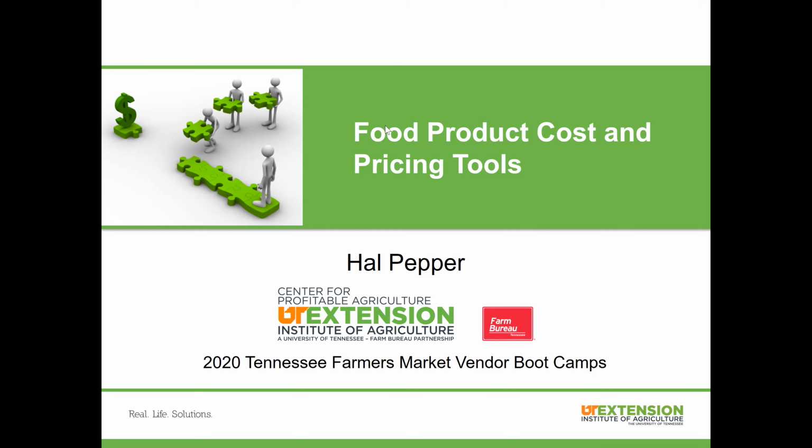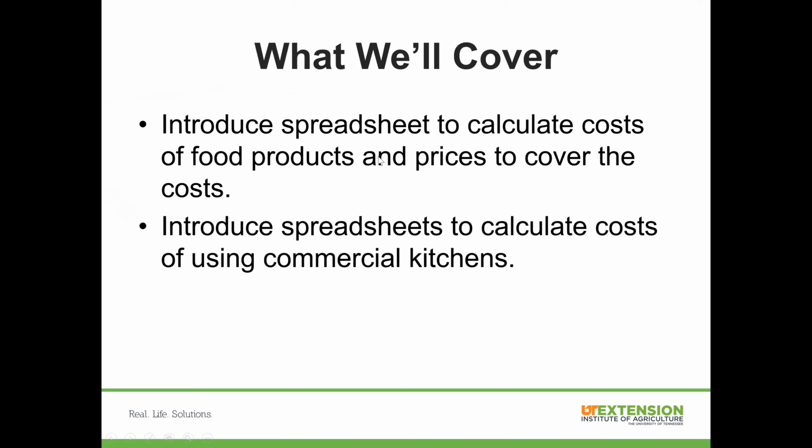One of the easiest ways to go broke is to charge less for your food products than they're costing you to make them. And so we're going to look at some tools today that can help you calculate those costs. And we're going to look at how you can use some spreadsheets to help you with the pricing of those products. And we're going to look at some spreadsheets that are available to calculate the cost of using commercial kitchens.